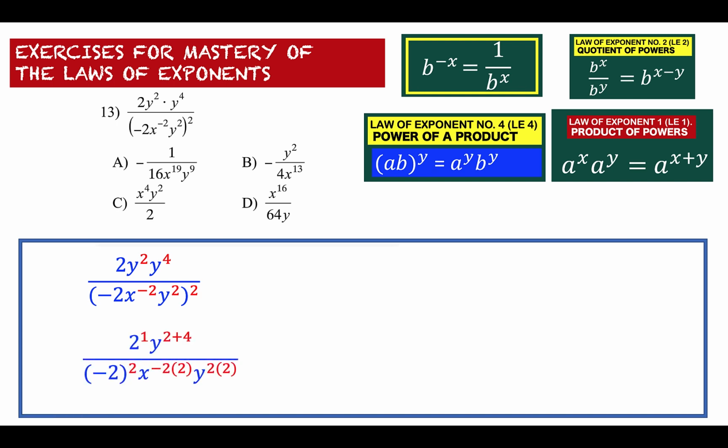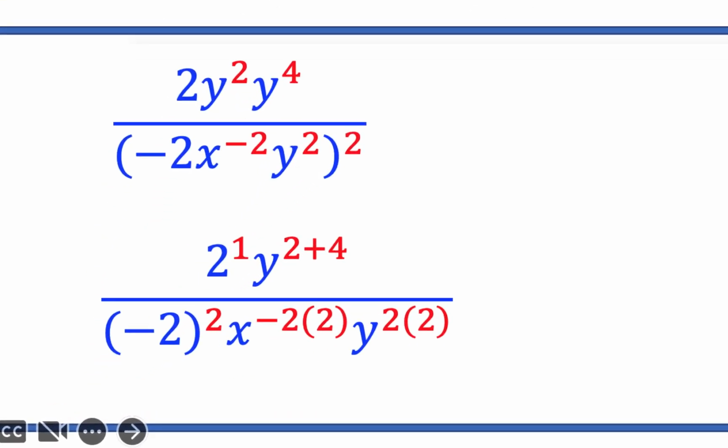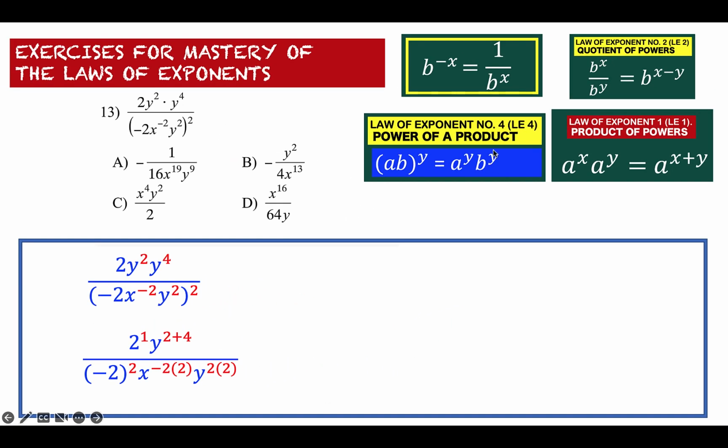Ini po ang result. Si negative 2 raised to the second, si x raised to the second, in-applyan ta ning log exponent number 3, power of a power, and then y squared raised to the second, magiging y raised to 2 times 2. So it's a combination of log exponent number 3 and log exponent number 4.